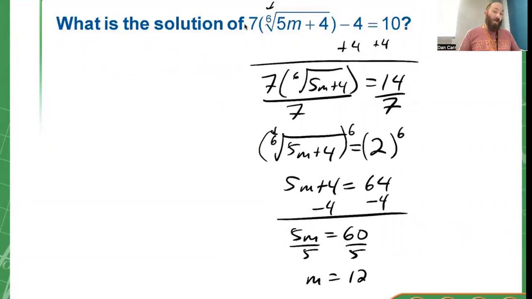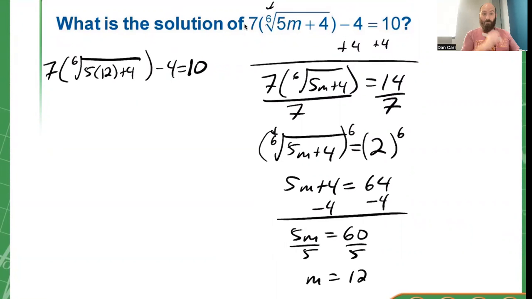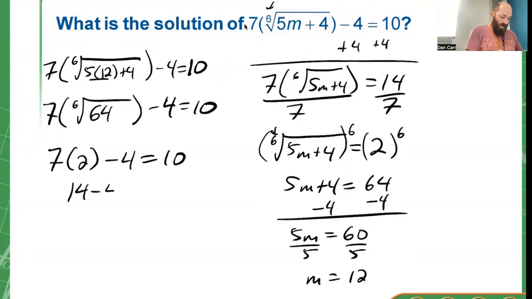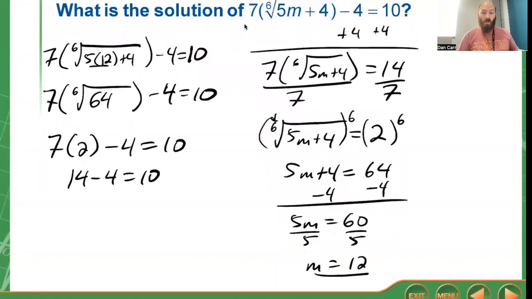Once again, make sure it's not extraneous. So I'm going to check it in the original problem. 7 times the 6th root of 5 times 12 plus 4, minus 4, does this equal 10? Okay, so 7 times the 6th root, 5 times 12 is 60, plus 4 is 64. And then I'm going to take the sixth root of that. So the 6th root of 64 does come out to 2. So this becomes 7 times 2 minus 4 equals 10. And then 14 minus 4 equals 10, and that is true. So that means this answer here is good. It's not extraneous. All right.